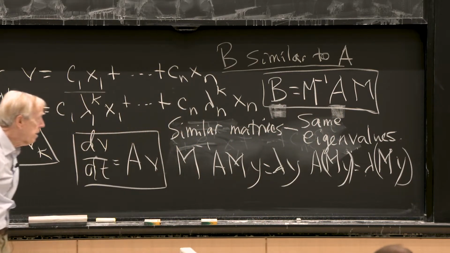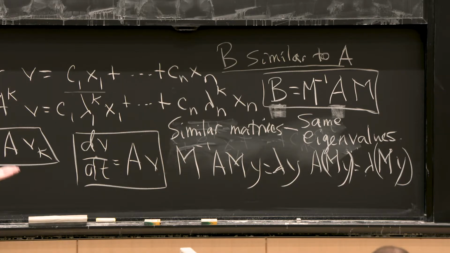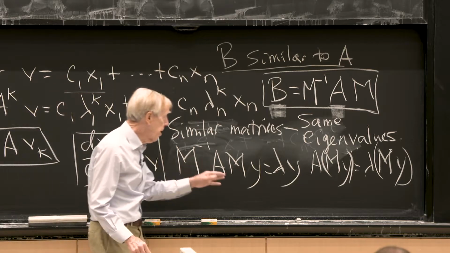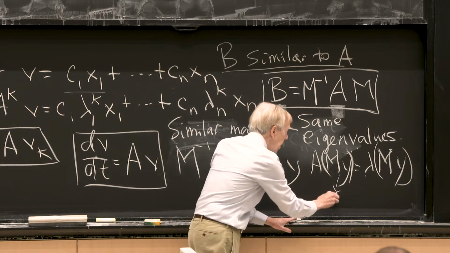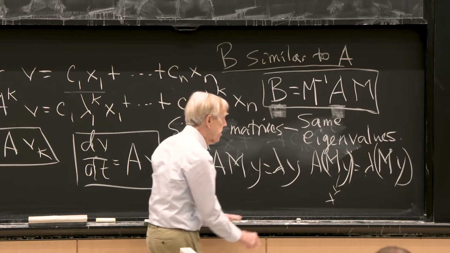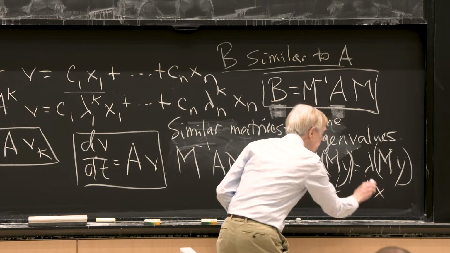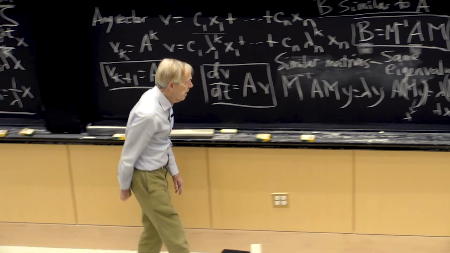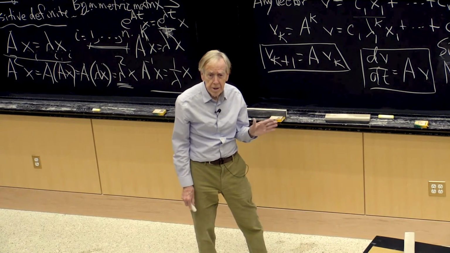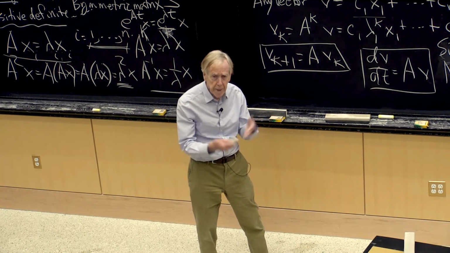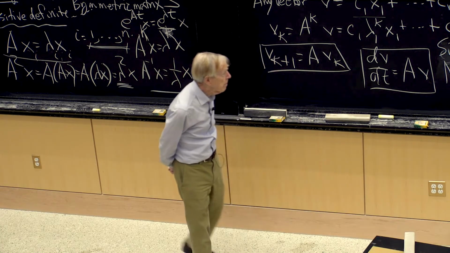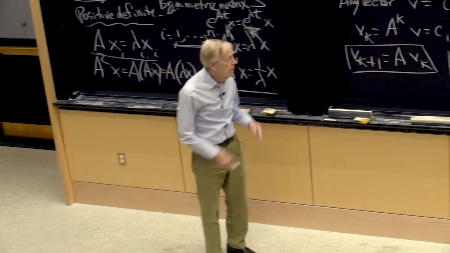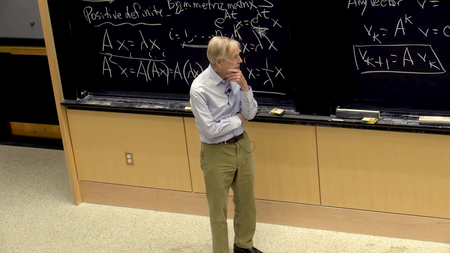Do you see that? The eigenvalue lambda didn't change. The eigenvector did change. It changed from y to M y. That's the x, the eigenvector. This is lambda x. So that's the role of M. It just gives you a different basis for eigenvectors, but it does not change eigenvalues. Right. Okay. So those are similar matrices.